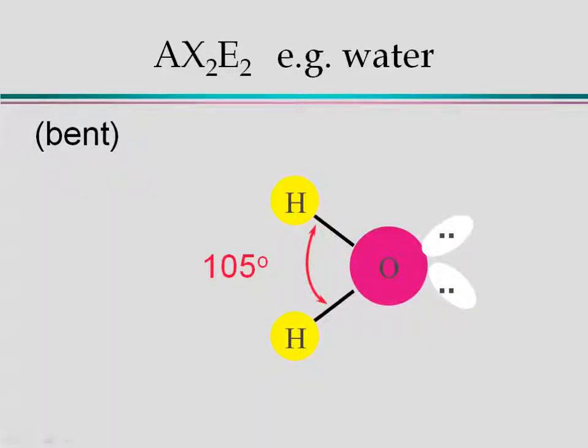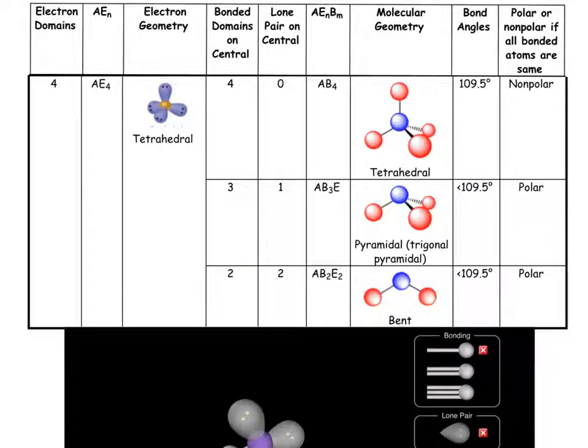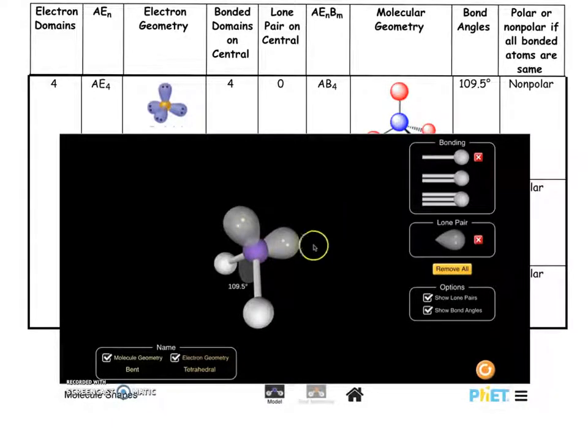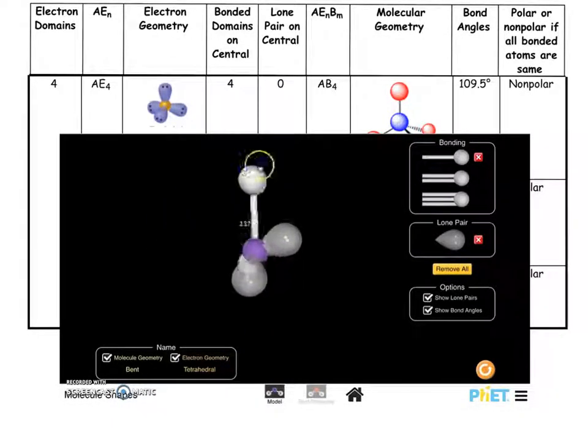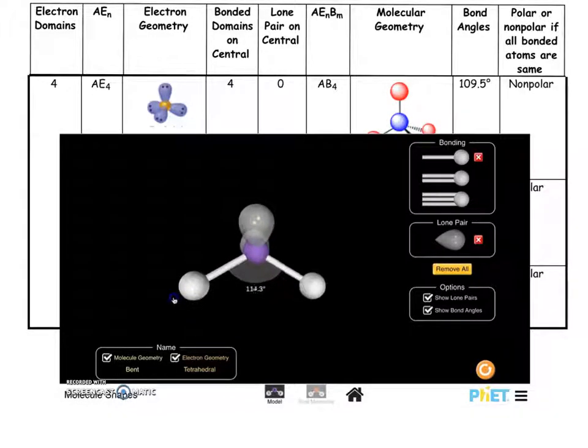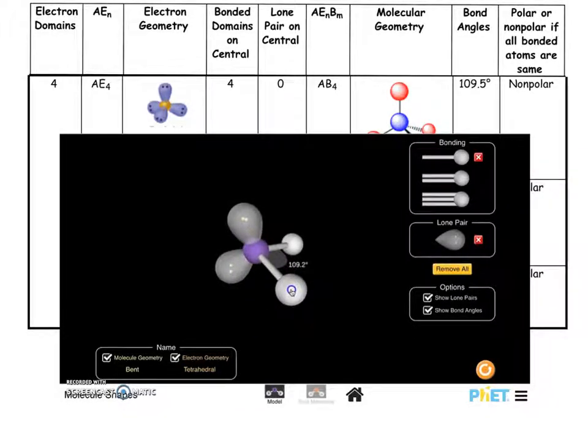Next is if you have 2 bonded pairs and 2 lone pairs. This is going to give us a bent molecular geometry. So here is the most popular molecule in the world. It looks like this. It's called water, H2O. 2 lone pairs on the oxygen, and then the 2 hydrogens coming off.